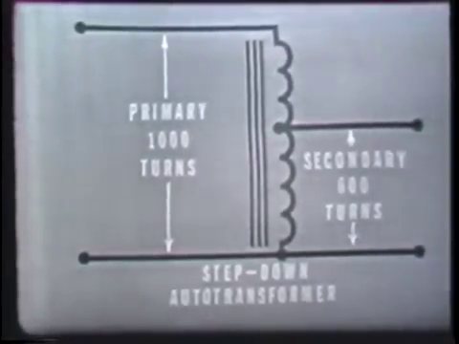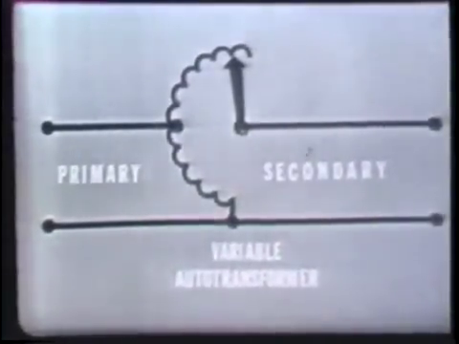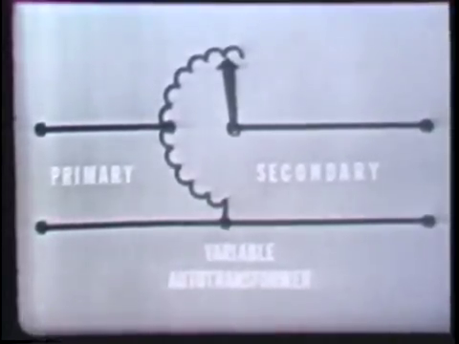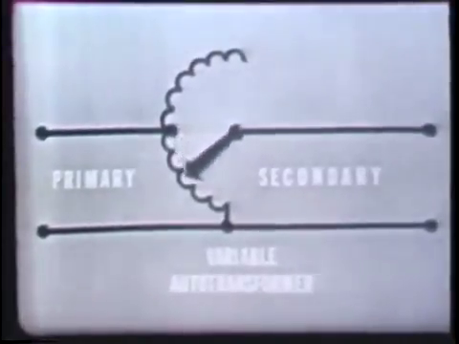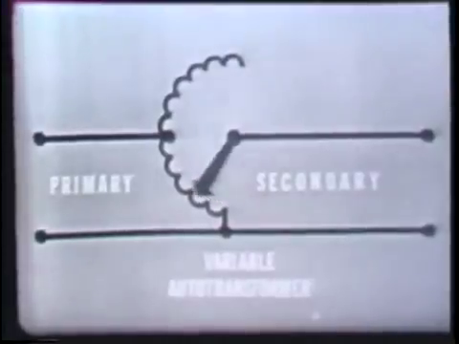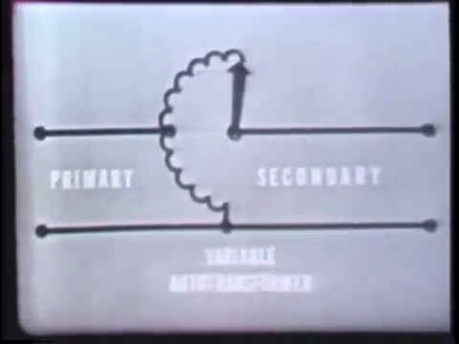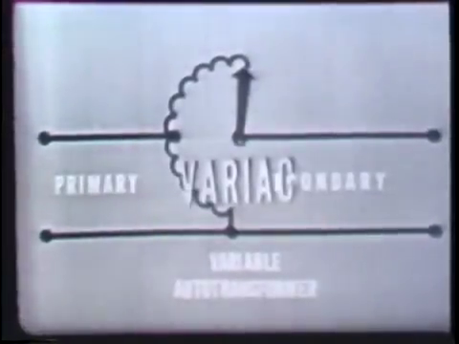Now, auto transformers are sometimes constructed with a sliding contact, as we see here. When a control is varied on the transformer case, the secondary voltage can be varied from the maximum voltage induced in the winding down to 0 volts. As you can see, this type of transformer is called a variable auto transformer. However, it's probably most commonly known as a variac.